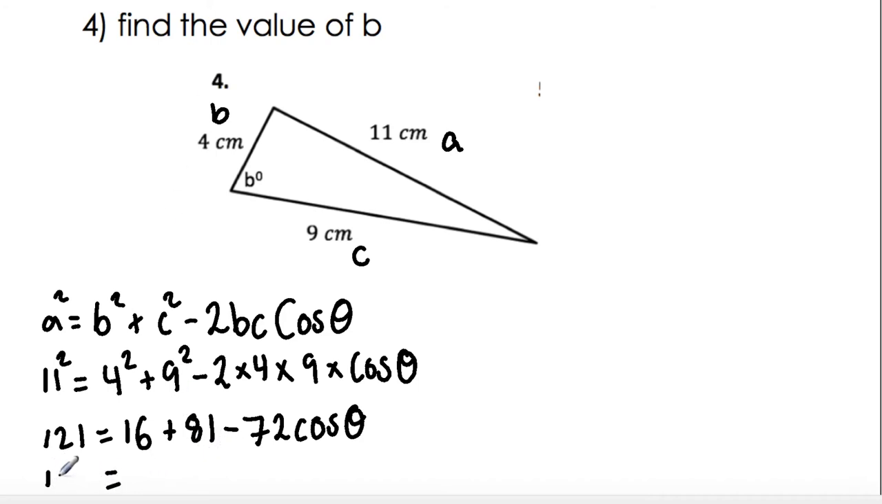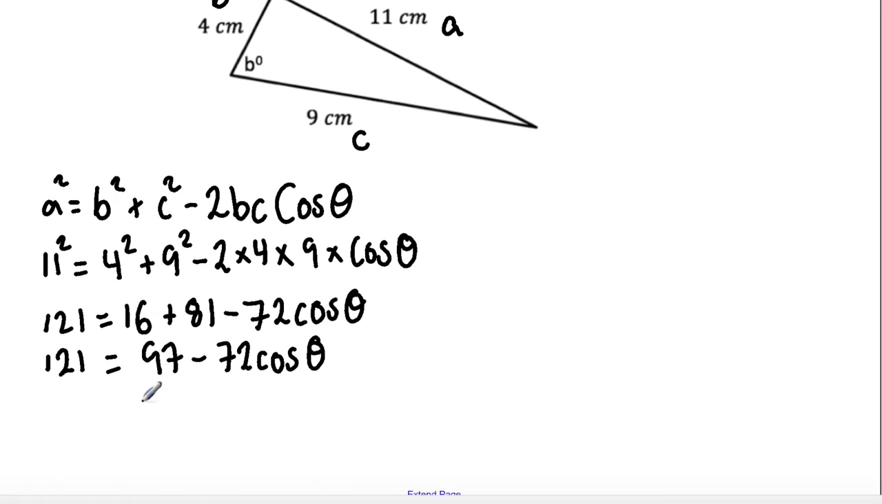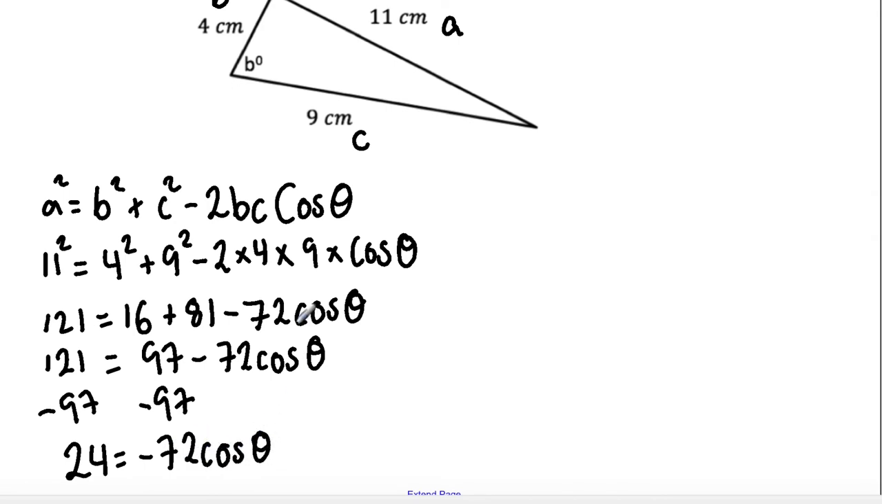I'm going to simplify it further by adding 16 plus 81, which is 97. So we have 121 equals 97 minus 72 cos theta. I'm now going to subtract 97 from both sides. So what we should have is minus 97 over here, minus 97. So 121 minus 97 is 24, which is equal to negative 72 cos theta. I'm then going to divide both sides by negative 72.